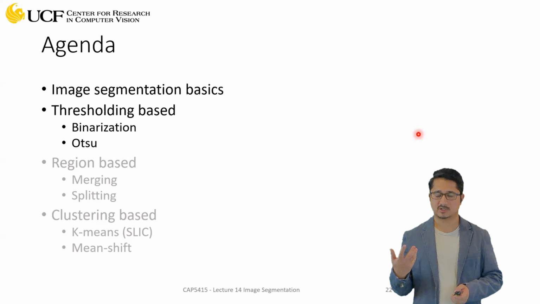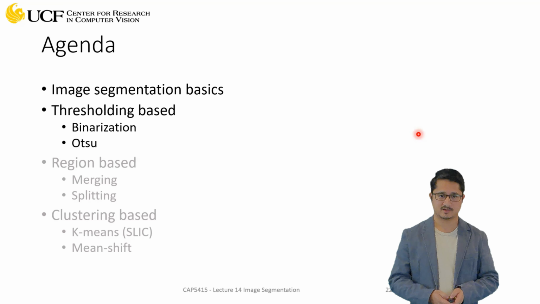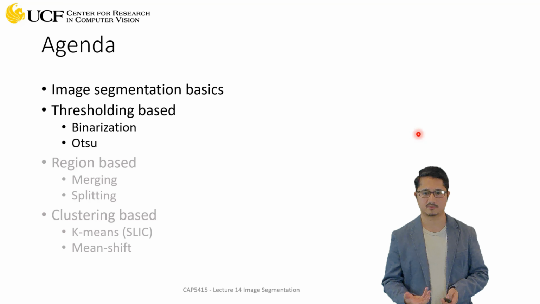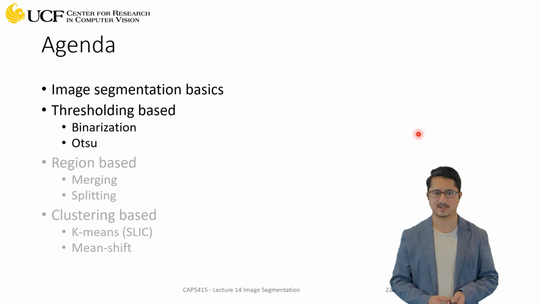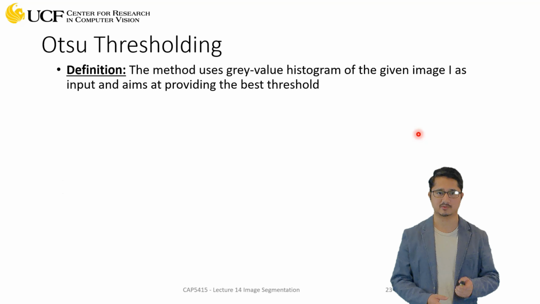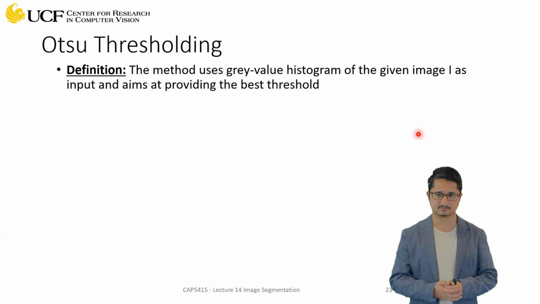Okay, so now let's see how we can do that automatically, if we don't have to do that manually. For that, we have this algorithm, which is called Otsu. This is something you will do for your programming assignment 5 as well. It's a very simple algorithm, so pay close attention. If you follow, it's a few lines of code and you will be able to implement this. Just try to understand the basic concepts here.